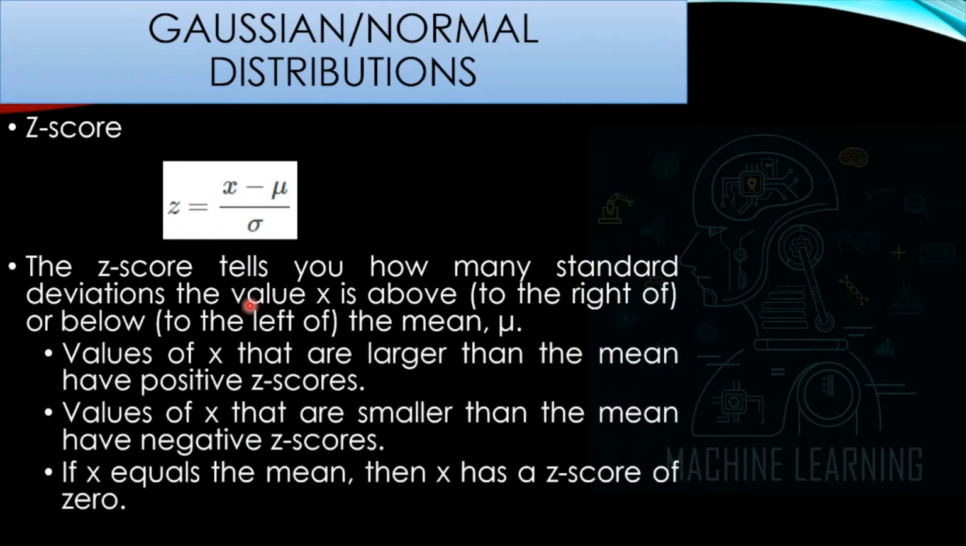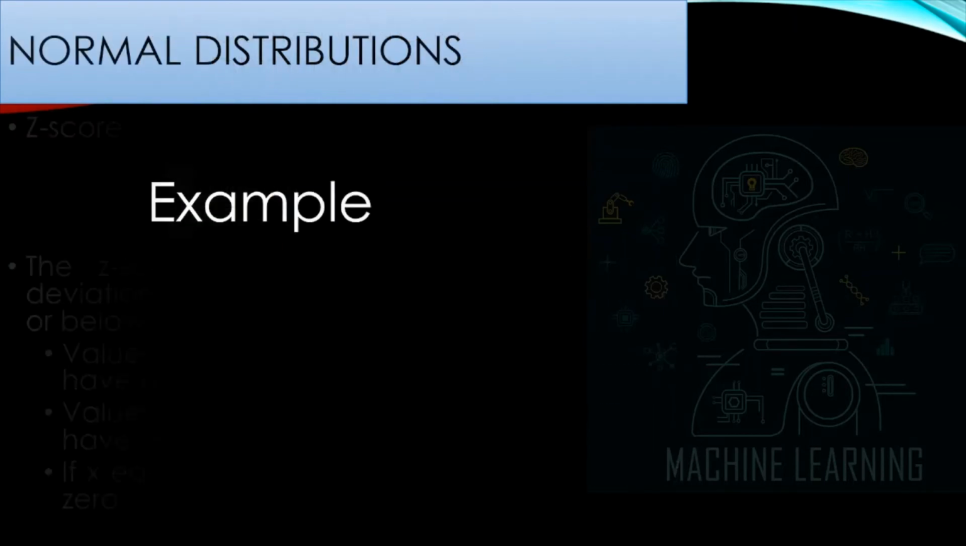And what does the z-score specify? It tells you how many standard deviations the value of x is above, that means to the right, or below, that means to the left of the mean mu. So values of x that are larger than the mean all have positive z-scores. If the value of x is smaller than the mean, it would have a negative z-score. And if x is exactly equal to the mean, then the z-score of x is going to be 0. So z-score is a very important measure in a normal distribution. And we're going to take a look at some numericals or problems where you can apply the z-score.